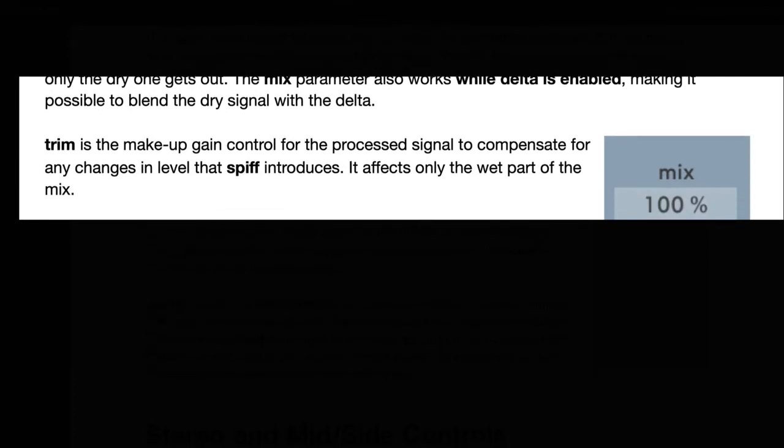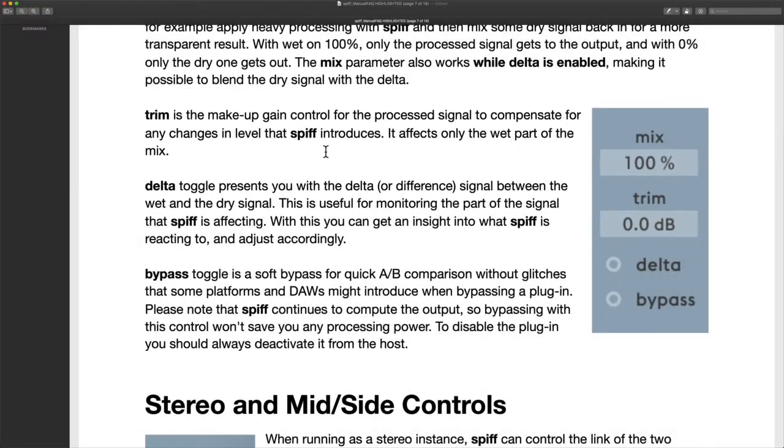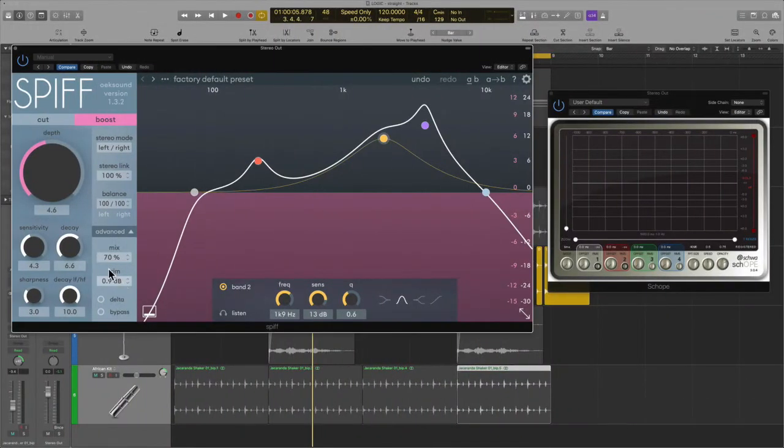Trim. It's a makeup gain control for the processed signal to compensate for any changes in loudness. I already used this before. Sometimes you will need to make up for some of the loss. In this case, I'm boosting, so it's probably not as relevant. Let's try cutting really quick.